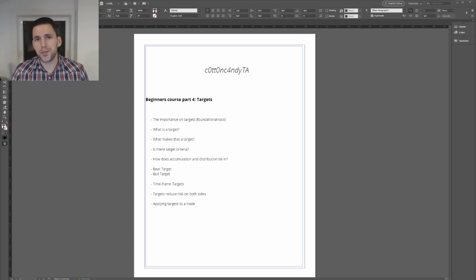Okay, so the importance of targets. Targets are a foundational tool. They are something that, whether you've been trading for a week or whether you've been trading for 10 years, are kind of like your foundational toolkit. They are one of the cornerstones to trading. It's something that you will use in every single trade you enter, no matter what level of your professional career you're at, or if you do this for fun, or no matter what level you're at. Targets will be something you use in every single trade you do from this point forward.